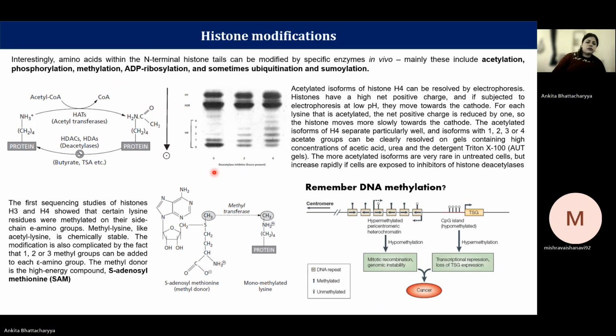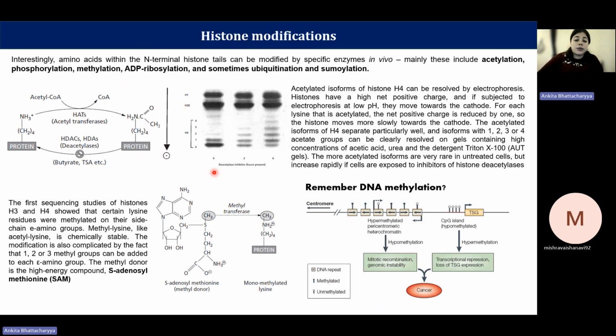A deacetylase inhibitor means that it is inhibiting the enzyme which is able to remove acetyl groups. As a result, more and more acetyl groups will keep getting added, and therefore you'll see a shift there as well. Acetylated forms of H4 separate very well, and you can see it clearly on gels containing a high concentration of acetic acid, urea, and the detergent Triton X-100.